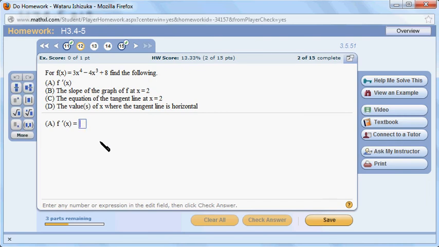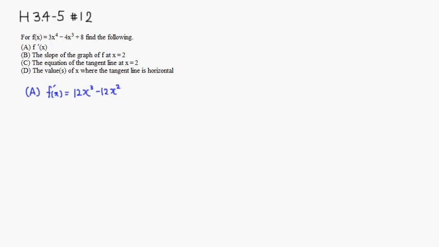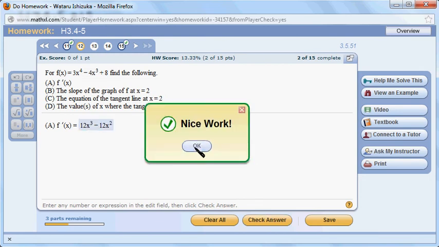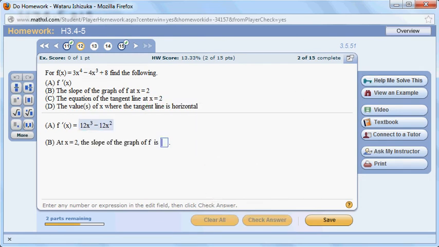Alright, it's 12x to the third power minus 12x squared. Was that it? Yep. Alright, so let's check that. Check answer. Alright, got that. Alright, next question.